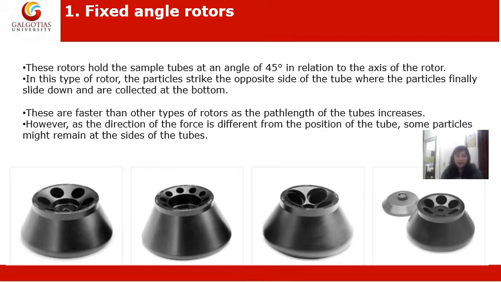However, as the direction of the force is different from the position of the tube, some particles might remain at the side of the tubes. You can see here on the picture, these are the different types of fixed angle rotors. You can see that these bore holes are tilted towards the axis of the rotation and this angle is either 45 or less than 45.